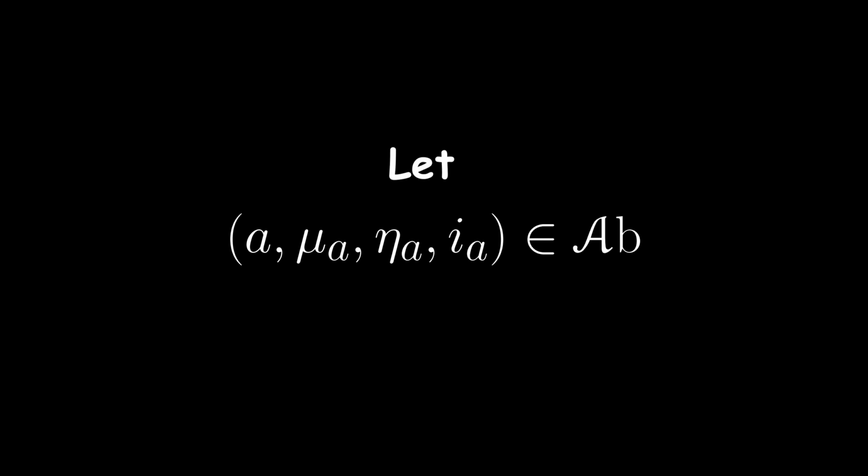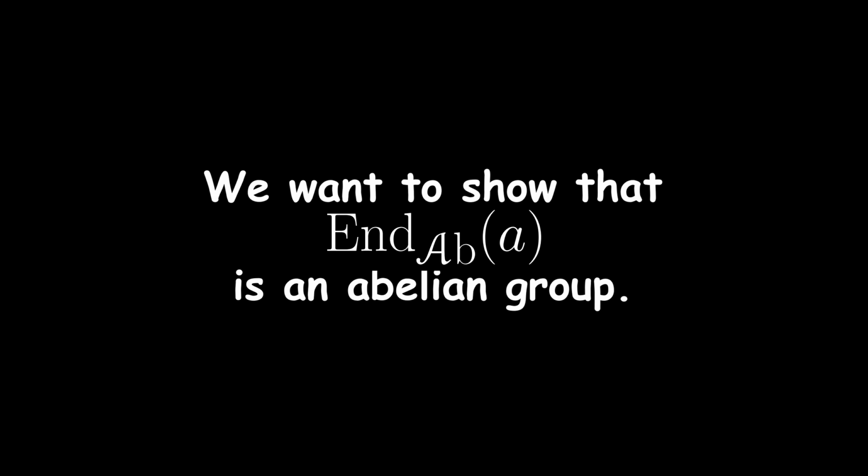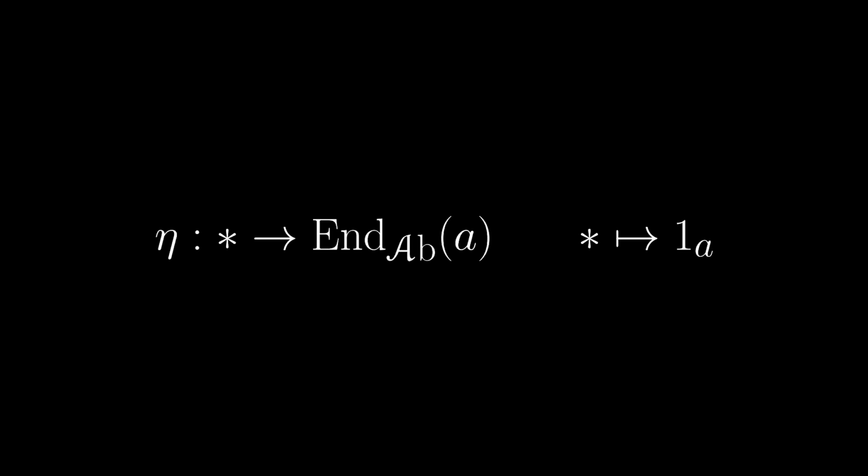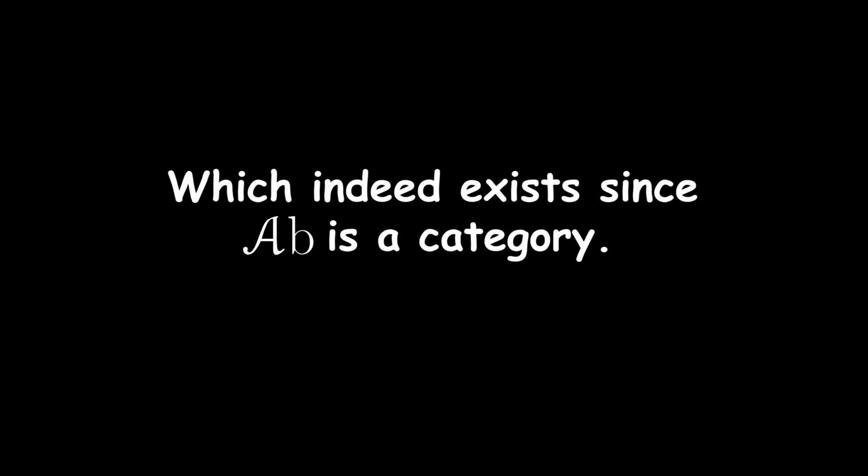Let (A, mu_A, eta_A, I_A) be an abelian group, or simply A for simplicity. We want to show that the endomorphism set End_AB(A) is an abelian group. Note that End_AB(A) is a set, so we first show it is a group. Denote by star the singleton, which is terminal in Set. Define eta from star to End_AB(A) to be the map sending star to 1_A, which indeed exists since AB is a category.